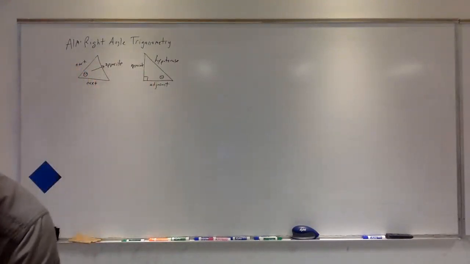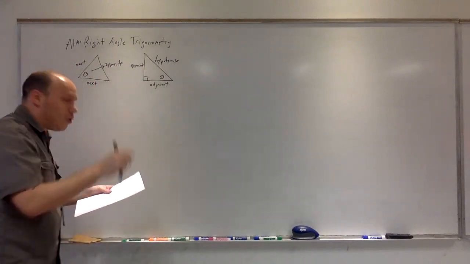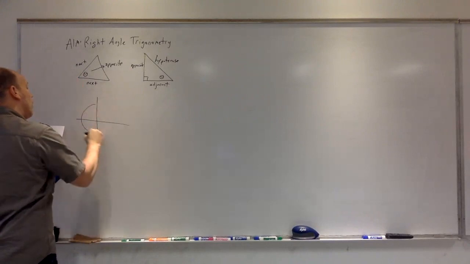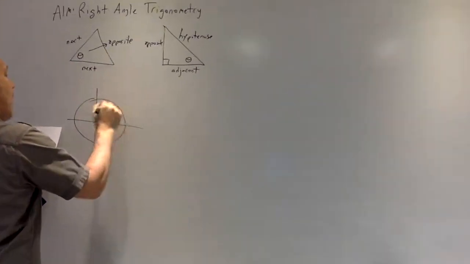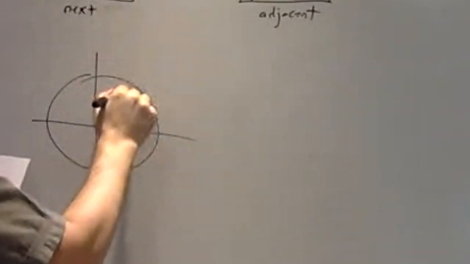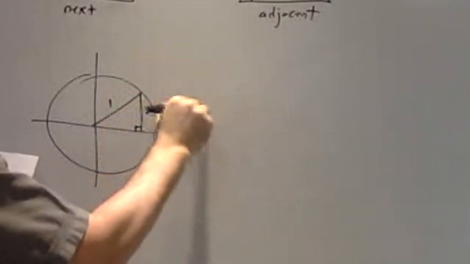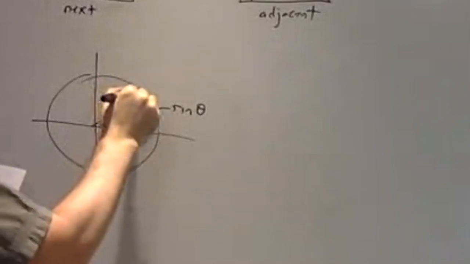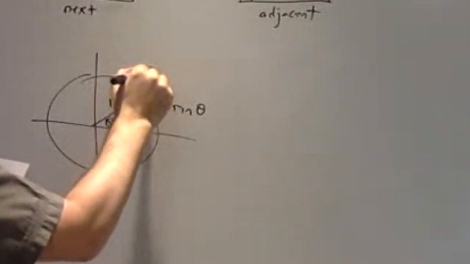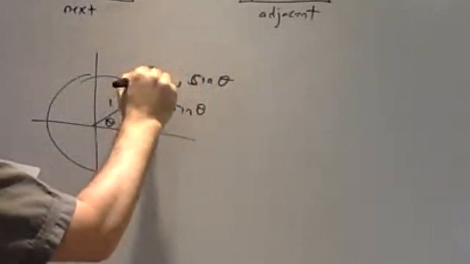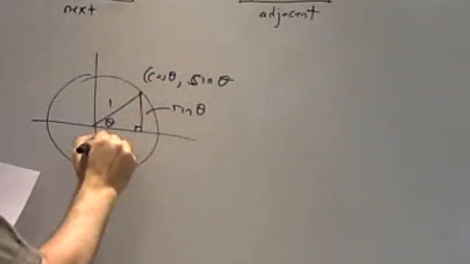Okay, now let's tie it into what you know. So we have a unit circle, right? The radius is 1, and we made a right triangle where the height was sine of theta. The y was the sine of theta, and the x value was the cosine of theta. So the base here is cosine of theta.